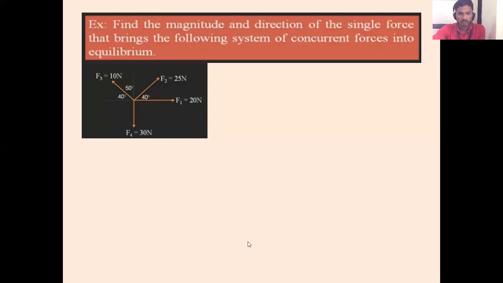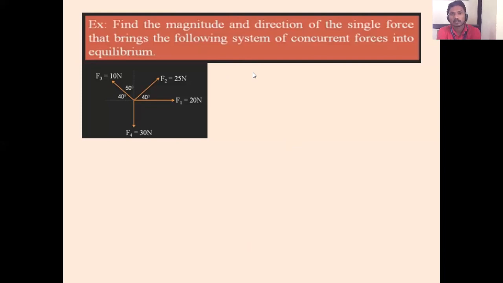Find the magnitude and direction of the single force that brings the following system of concurrent forces into equilibrium. Okay, find the magnitude and direction of the single force. Only this much. Means what we are supposed to find. What is concurrent forces? Line of action of forces passing through a single point.